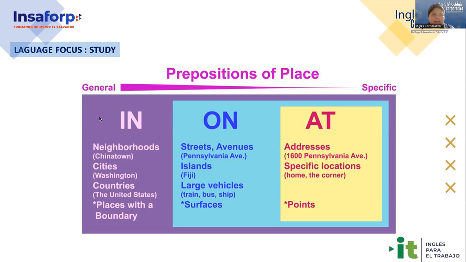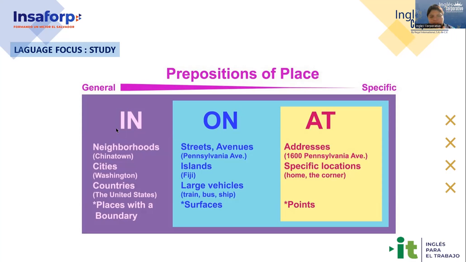So now let's analyze this: in, on, and at. So we go from general information to specific. And as you know, they are called prepositions of place because they show us, or they talk about, place, right? So they talk about location. So now look at this.